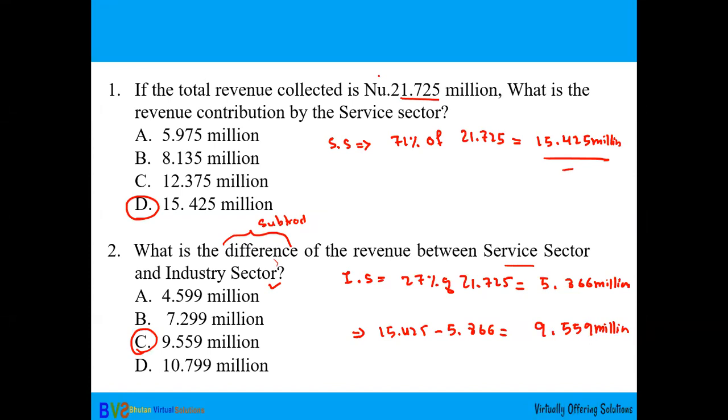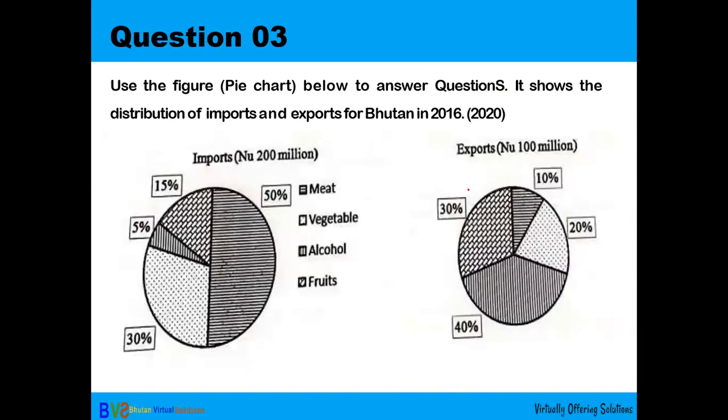All right. Now let us go with the third question. Now see this question. It came in 2020-2021. What is it saying? Use the figure below to answer the questions. It shows the distribution of imports and exports for Bhutan in 2016.